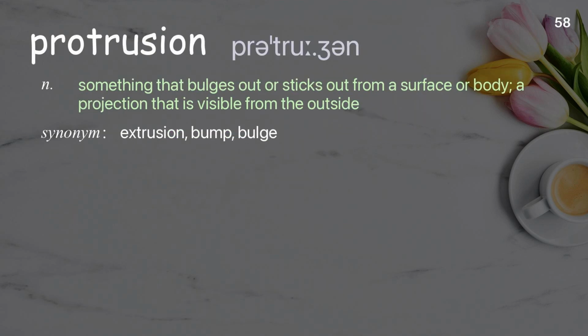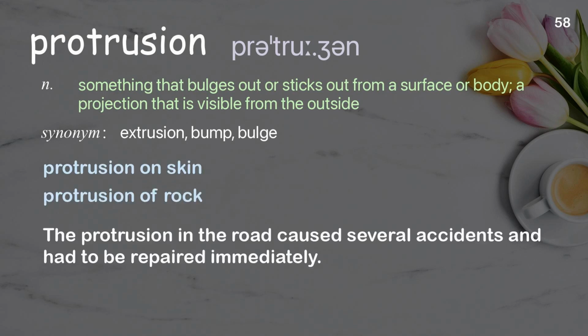Protrusion. Something that bulges out or sticks out from a surface or body, a projection that is visible from the outside. Examples: Protrusion on skin. Protrusion of rock. The protrusion in the road caused several accidents and had to be repaired immediately.